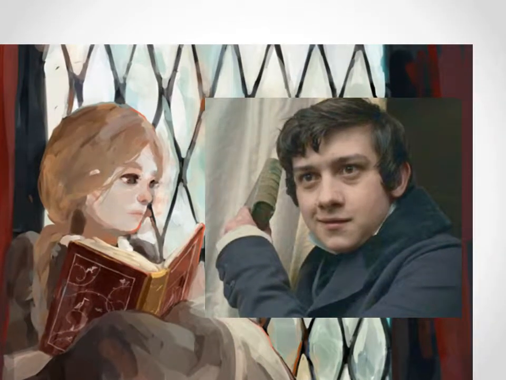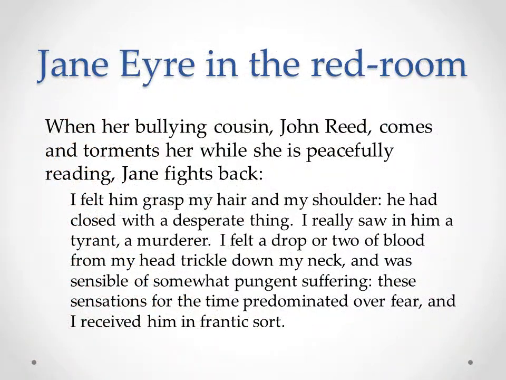So here we've got Jane in the Red Room, all right, being attacked by John. Let's look at it from another point of view now. She says, "I felt him grasp my hair and my shoulder. He had closed with a desperate thing." This is the language that she uses to describe the situation. "I really saw in him a tyrant, a murderer. I felt a drop or two of blood from my head trickle down my neck and was sensible of somewhat pungent suffering. These sensations for the time predominated over fear, and I received him in frantic sort." She is frantic. Frantic, of course, suggesting that she's out of control, she's not her normal self.